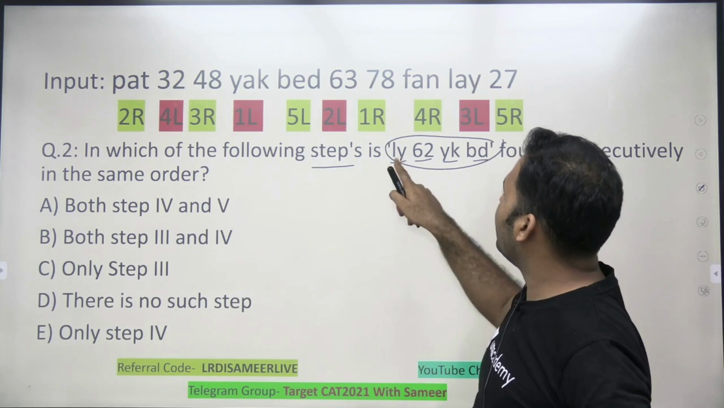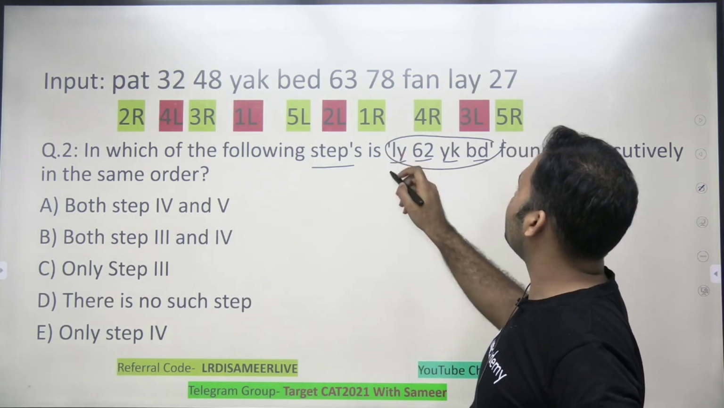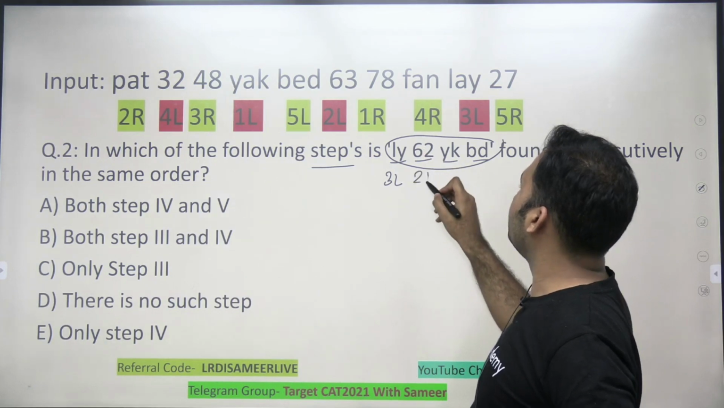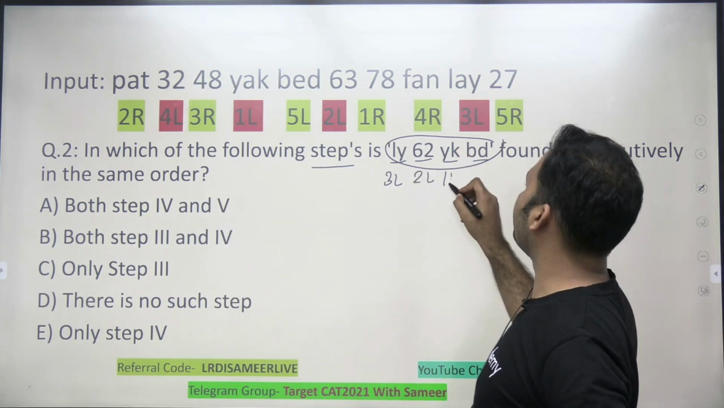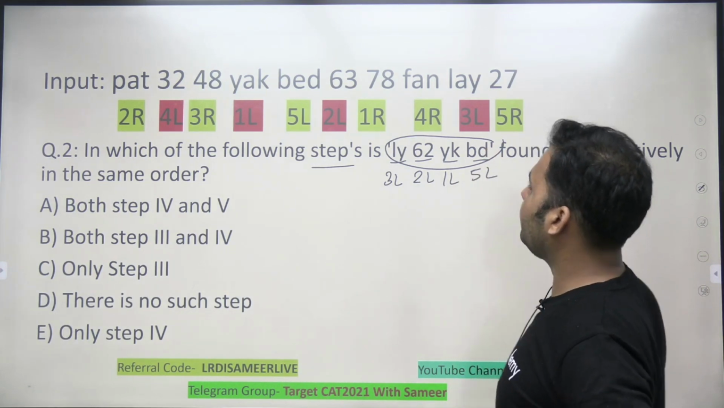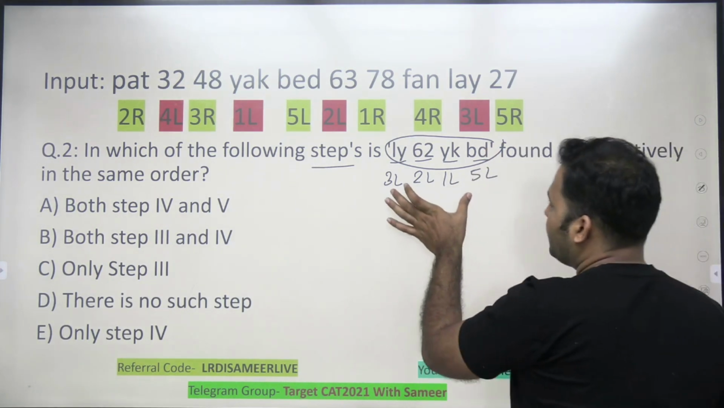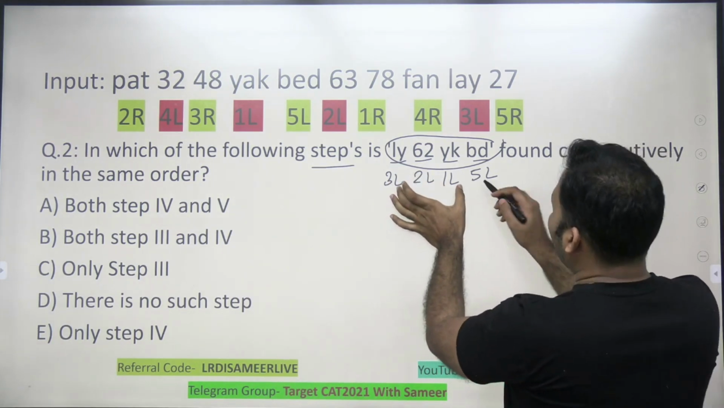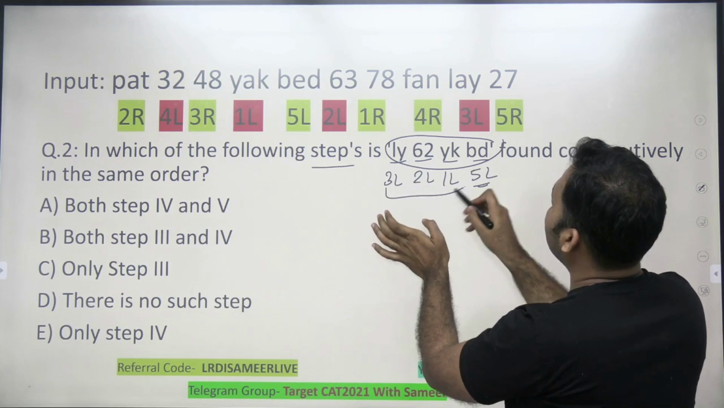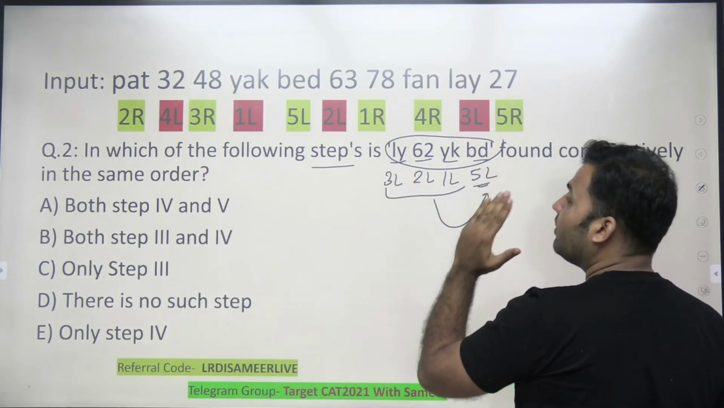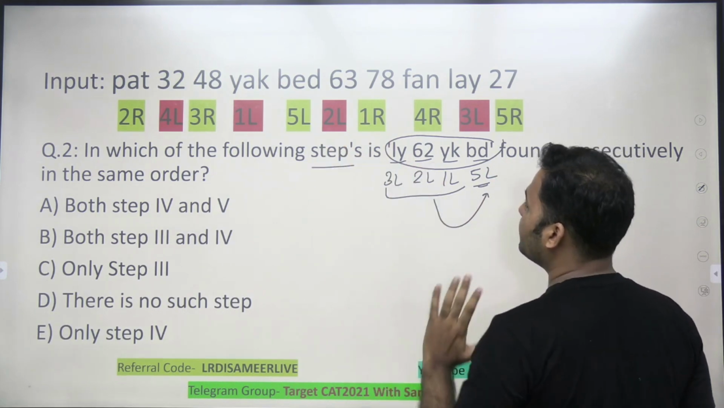Now you see that the word ly is ranked as 3L. The word 62 has been ranked as 2L. YK is ranked as 1L. And BD is ranked as 5L. It is possible for 3L, 2L, and 1L to be together. But the 5L element cannot be positioned on the right-hand side of these elements. 5L will be positioned in the leftmost position.